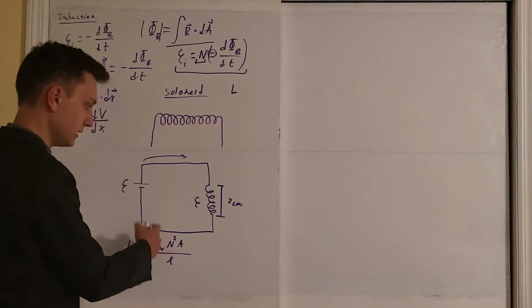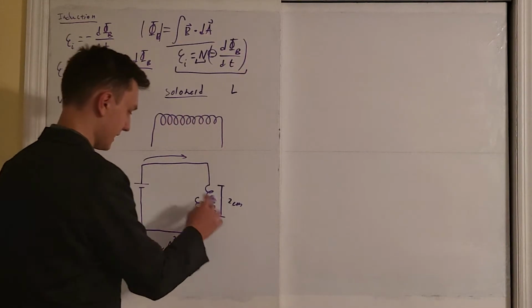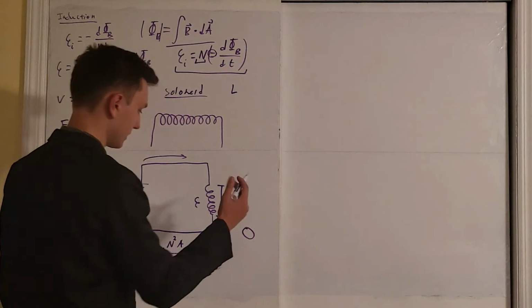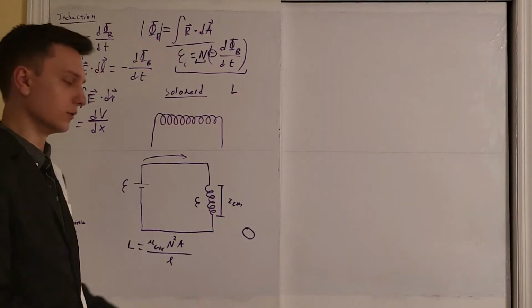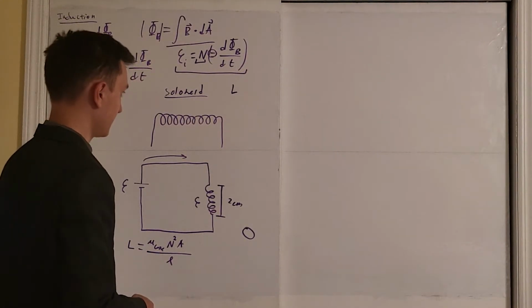We know the number of turns, that's pretty self-explanatory. Area: if you look at the solenoid from one end, you would see just a circle. Calculate the area of the circle, the area of the loop of wire. The permeability of the core, okay.